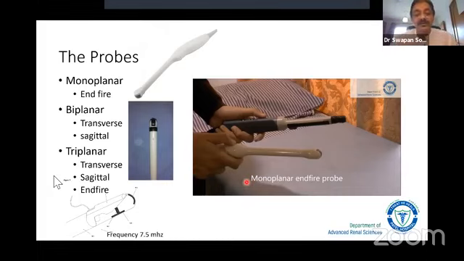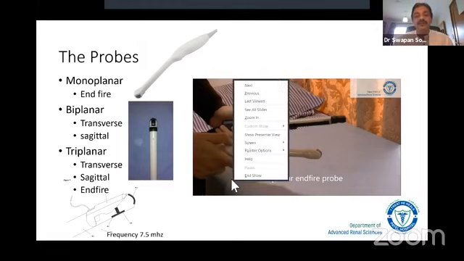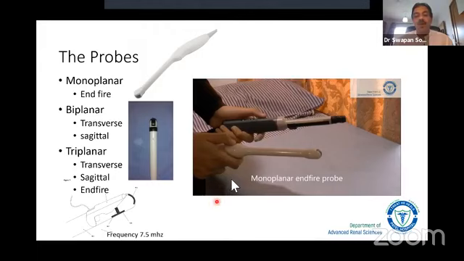This video is supposed to function. I'm not sure why it's not functioning. Okay, in any case, this is a monoplanar end fire probe, which you can see over here. This is an end fire. You can see the array over here in this probe, and you basically have to rotate this probe when you are doing the axial or the sagittal screening.